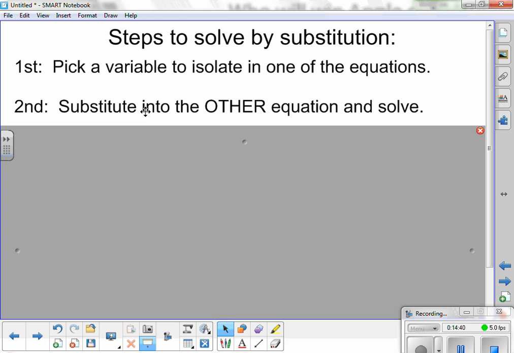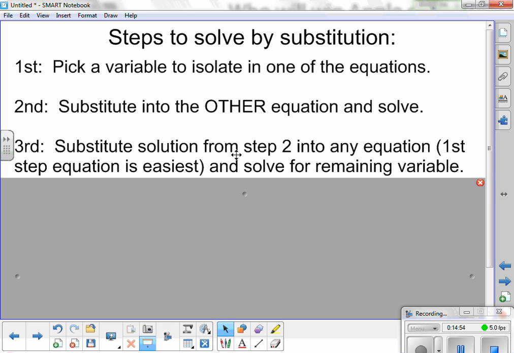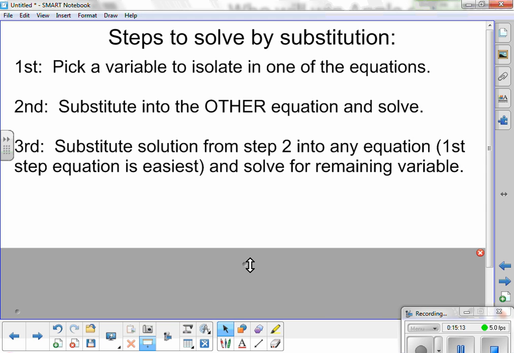Second step, substitute into the other equation and solve. So whatever variable you isolated in the first one, you're going to take that and substitute it into the second equation, or the other equation. So after you solve that, you're going to get an answer. It's either going to say x equals or y equals, and then you're going to take that and substitute it into any of the other equations. But whatever you did for step 1, that's probably the easiest equation to substitute it in for. Solve for the remaining variable, and then you're done.